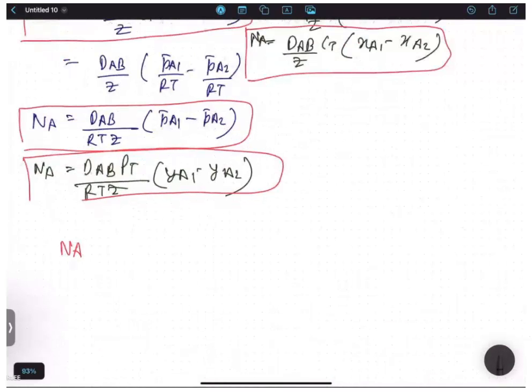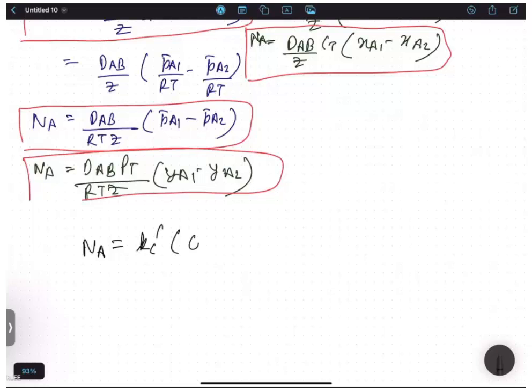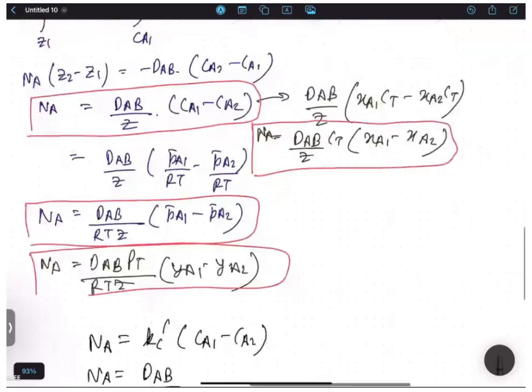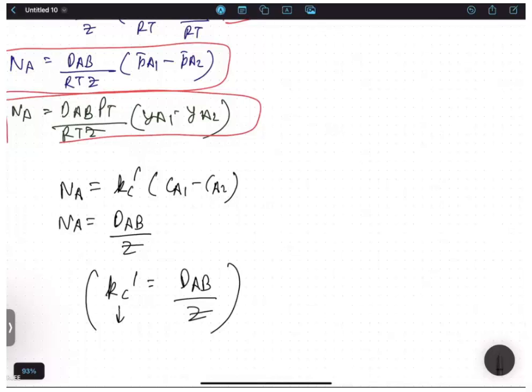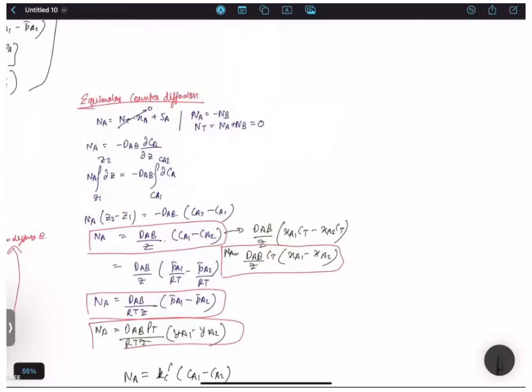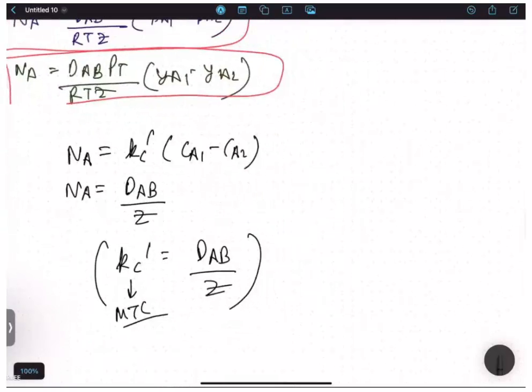You can take your Na, that will be equal to, let it be Kc dash for this thing, okay, and Ca1 minus Ca2. This is your mass transfer coefficient in case of equimolar counter diffusion, okay, and the general formula that we got was Dab by Z. This only we got, no? So from here your Kc dash will be directly equal to Dab by Z. This is the mass transfer coefficient for the specific case of equimolar counter diffusion, and when our concentration difference is our driving force.